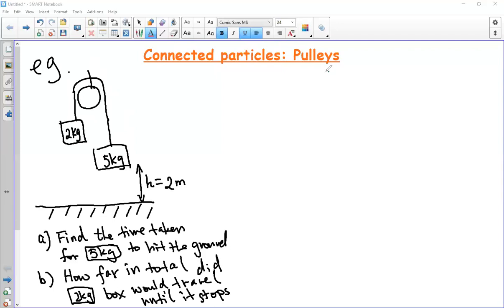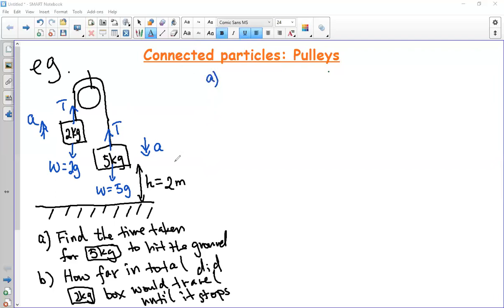So firstly, let's label all the forces. For the 2 kilogram box, we have the weight, which is mg, so that's 2g, and there's the tension, which is T. For the 5 kilogram box, we have the weight, which is 5g, and tension, which is T. Straight away, we know that this box is heavier, so it will accelerate downwards. This box is lighter, so it's going to go upwards, but with the same acceleration.